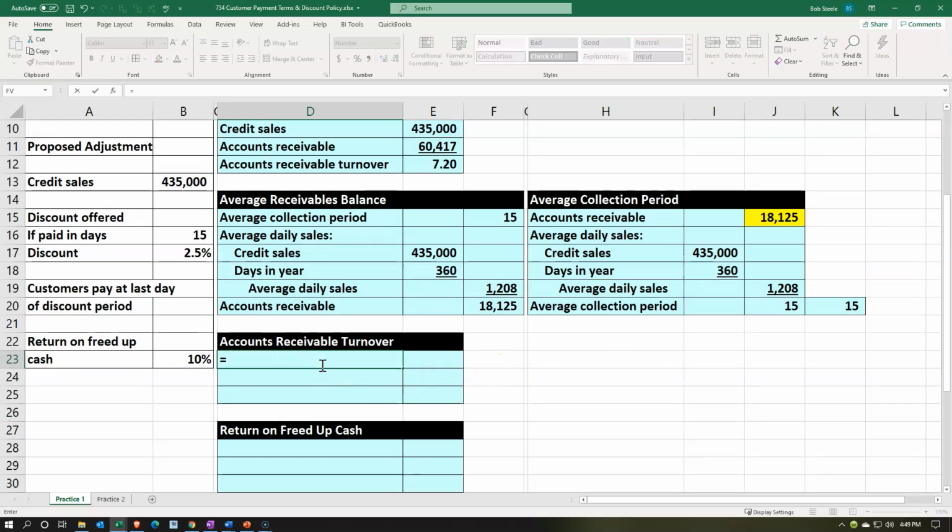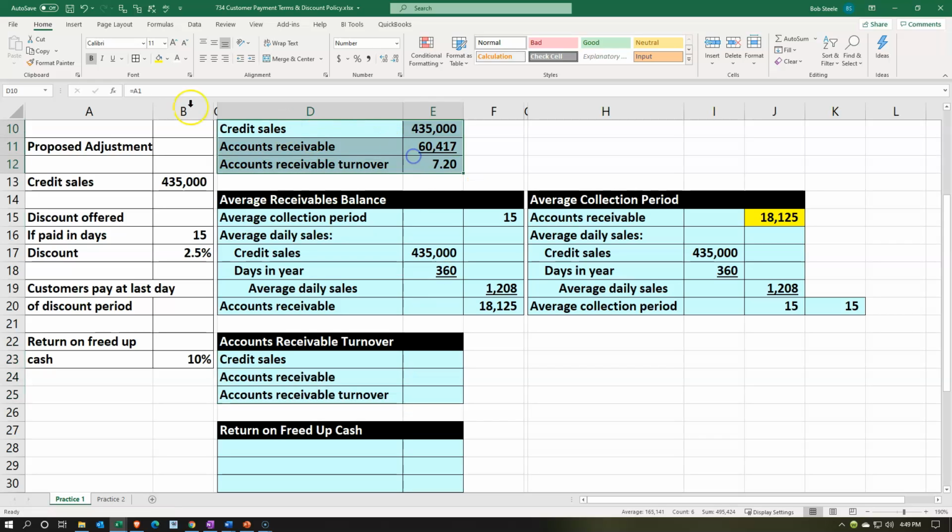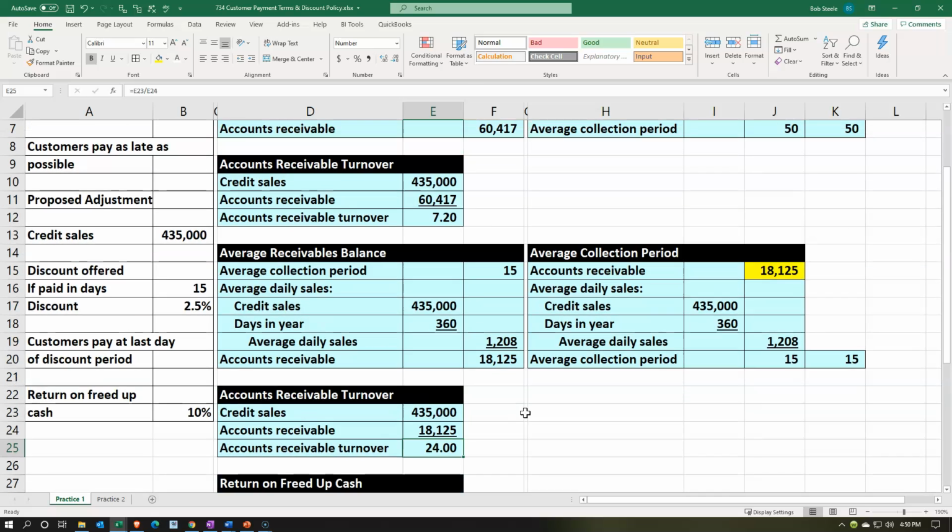Then our turnover, same thing. I'm going to say this equals the turnover calculation we did up top. I'm going to autofill that down, putting our cursor on the autofill, dragging down. I'm going to select this entire blue area, go to the Home tab, Clipboard, Format Painter, format paint that entire thing. Then we're going to be taking our credit sales, which still are the 435. We're then going to divide that by the receivables, which we calculated now to be the 18,125. This equals the 435 divided by the 18,125. 24 is going to be our outcome. So obviously our turnover is much better.